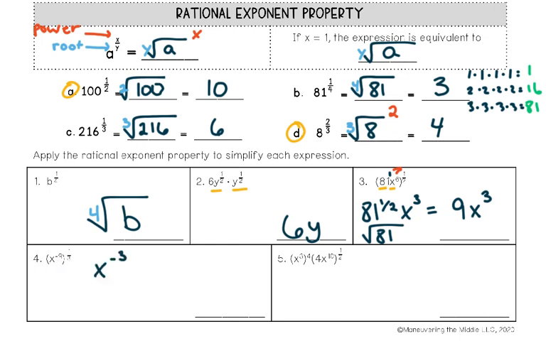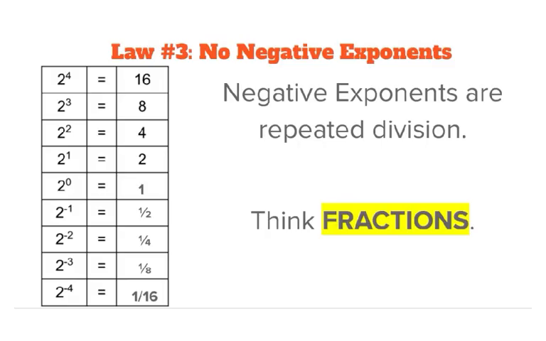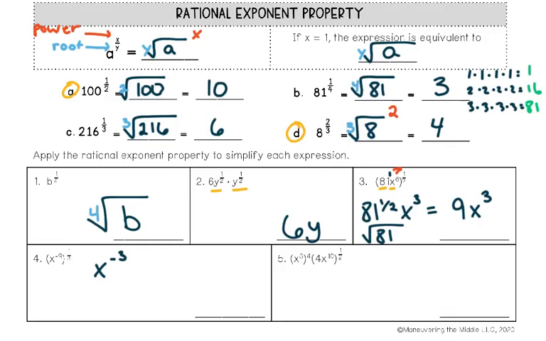-9 times 1/3 is -3. X to the power of -3 is correct. However, it's not fully simplified. Don't forget, we cannot have negative exponents in our answer. And when you see a negative exponent, you should think division. You should think fraction. Now our number does not have a fraction in it, so it's in the numerator.